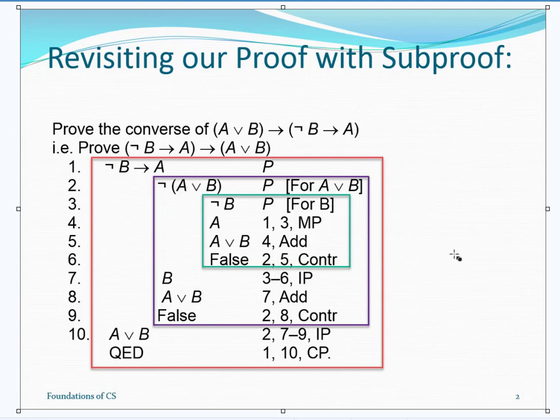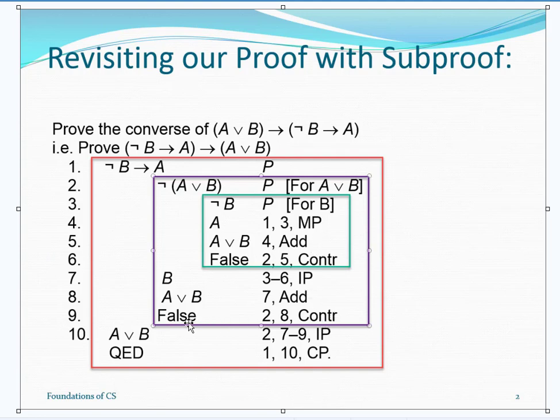The catch is that as soon as I leave a subzone, for example the green subzone, everything that was in there is discharged. So notice that in here, I have my subproof, and when I pull out with IP, I've discharged lines 3 through 6. Lines 3 through 6 are out of scope. It's as though they don't exist anymore.